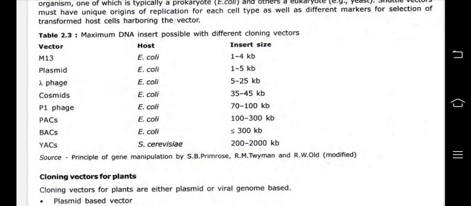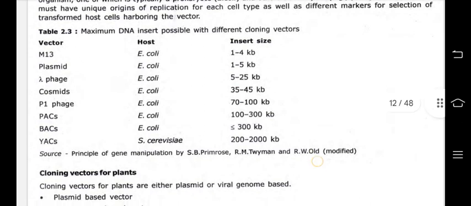Maximum DNA insert possible with different cloning vectors: M13 plasmid, lambda phage, cosmid, P1 phage, BAC, YAC.